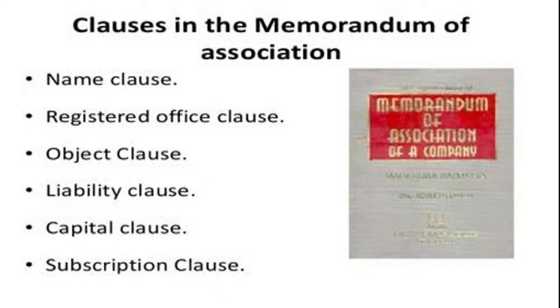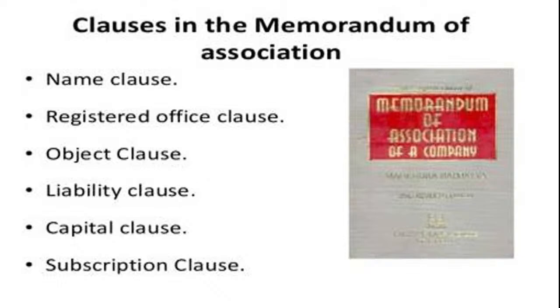So the first one is the name clause, meaning what should be the name of the company. Registered office means where it wants to get the company registered. Okay. Then the object clause means what is the purpose of that company, for which activity the company wants to get registered. The purpose may be, for example, manufacturing of ready-made garments, manufacturing of pens, or manufacturing of electric equipment. So those things will come as an object clause.